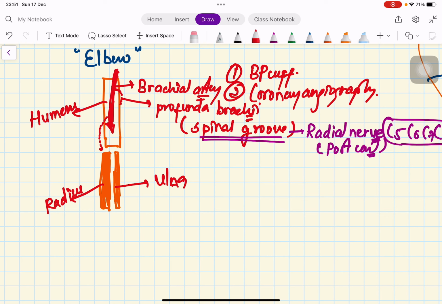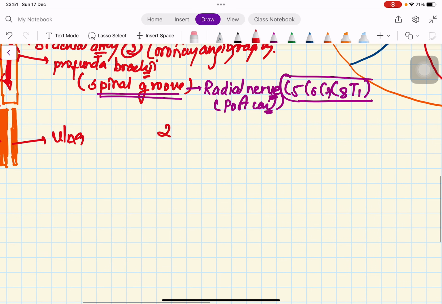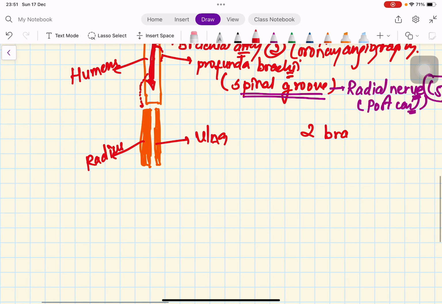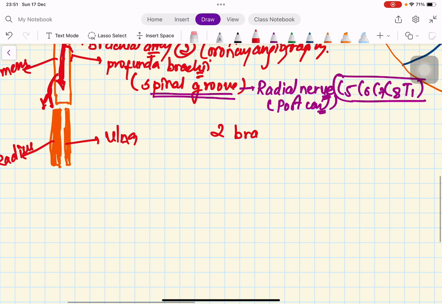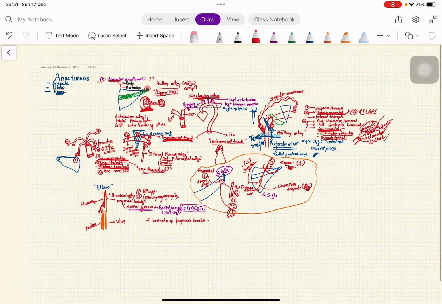Now this profunda brachii will give me two branches. Let's see what the two branches of the profunda brachii are. Easy. It is so easy to understand, right?